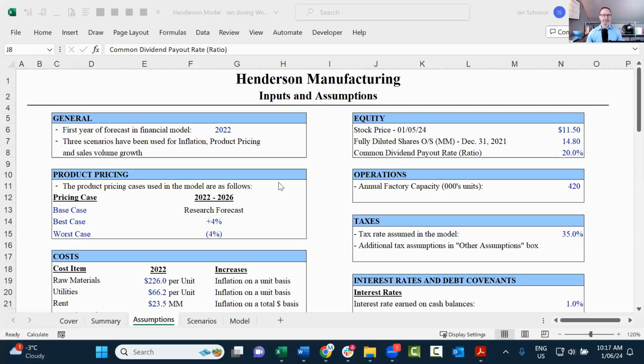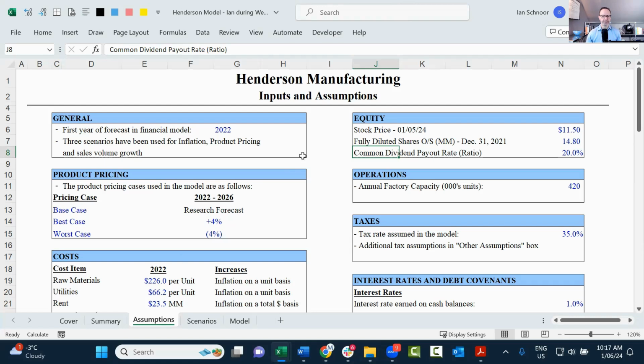So let's go into the model and I will show you exactly what I am talking about. Let me go ahead and share my screen, so we can take a look at the model. Here we go. Okay, so back into the model, we've got, once again, the Henderson model, starting off with the assumption sheet. You can see I've got the assumption tab, and we said that we're going to talk about dividends.